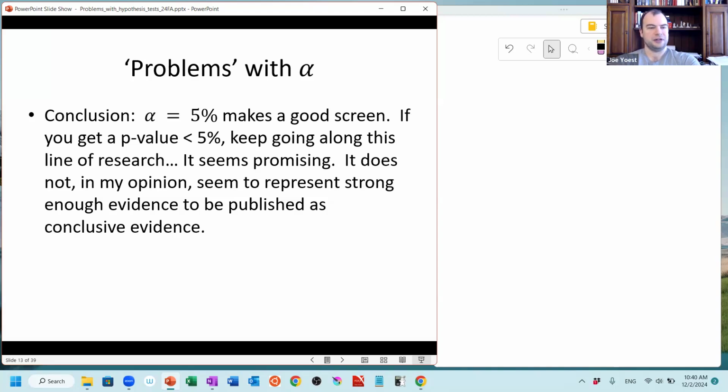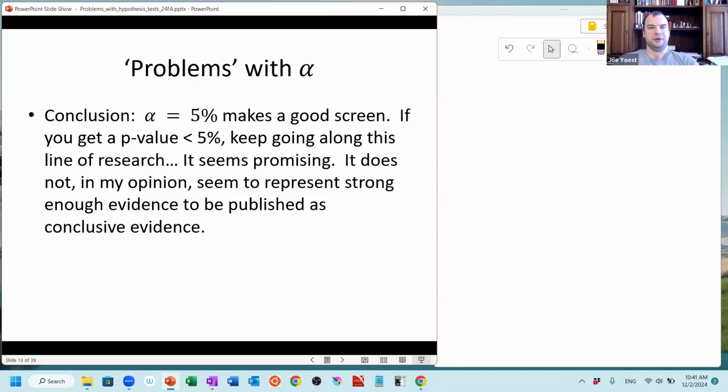So I think it's fair to say that alpha equals 5% makes a good screen. It makes a good indication that this is research we probably want to follow up on. But I don't think that it represents strong enough evidence by itself to be considered conclusive evidence.